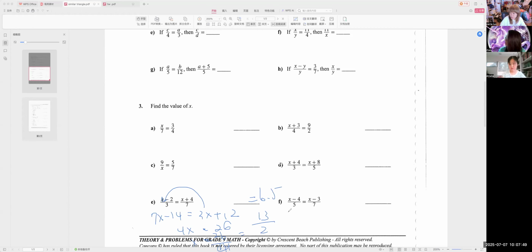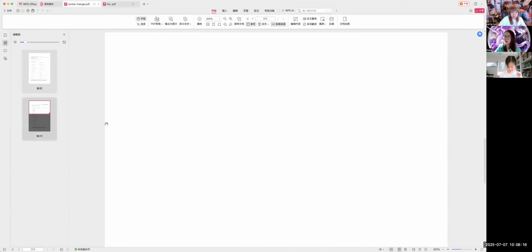Did you get the same answer, Zoe? Okay, good. So next one, 7x minus 28 equals 5x minus 15. So 2x equals 13. So x also equals 6.5. So did you get the same answer? Nope. Are they the same? The two answers are the same. Okay? Okay, so now let's move forward.